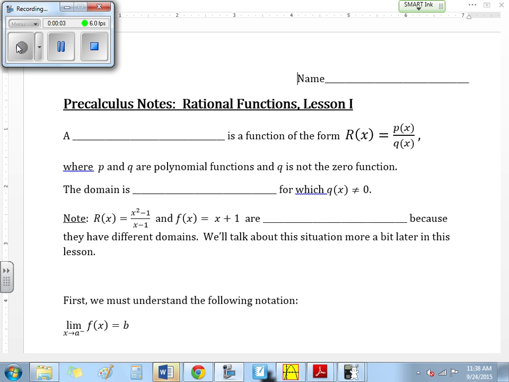Okay, welcome to the first lesson on rational functions. And we're deviating from section 3.4 a little because I don't feel that the book teaches you any calculus, but a lot of these ideas are calculus ideas.